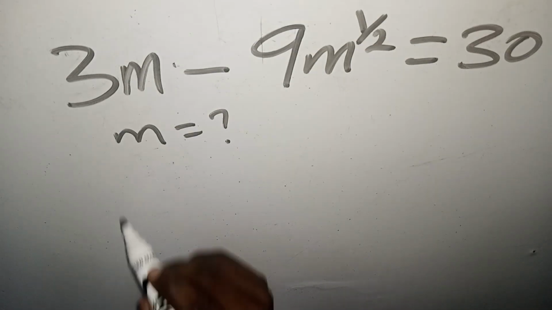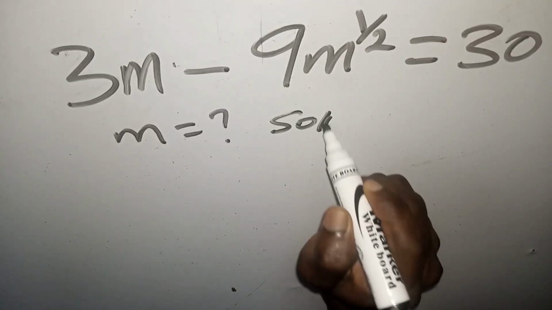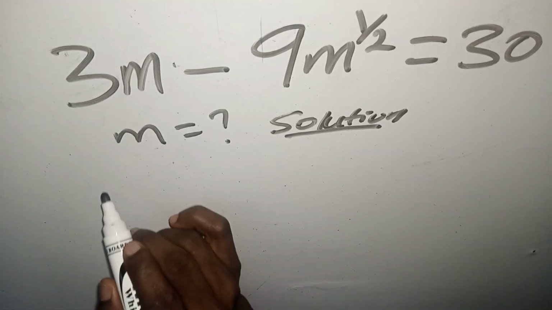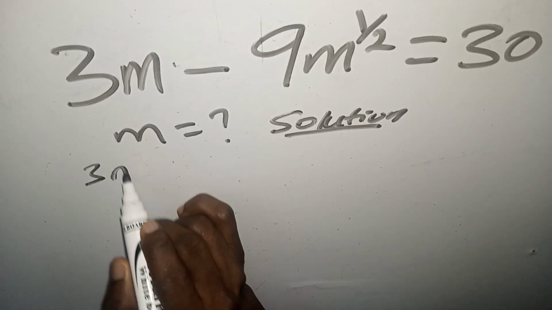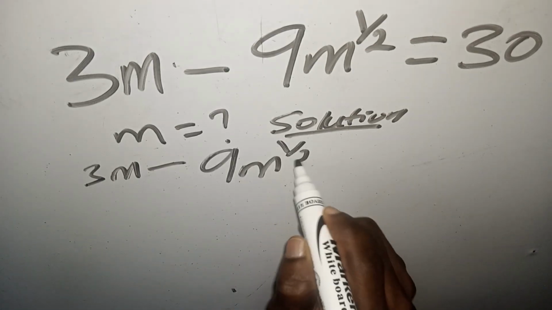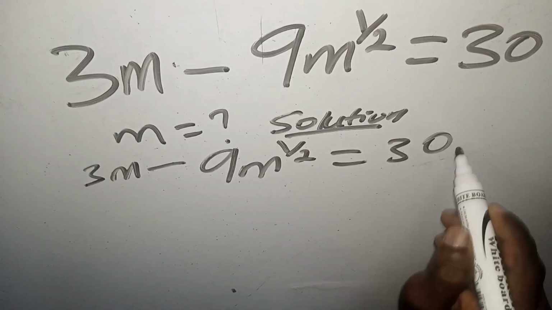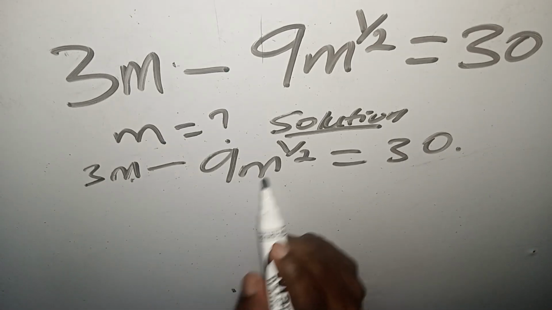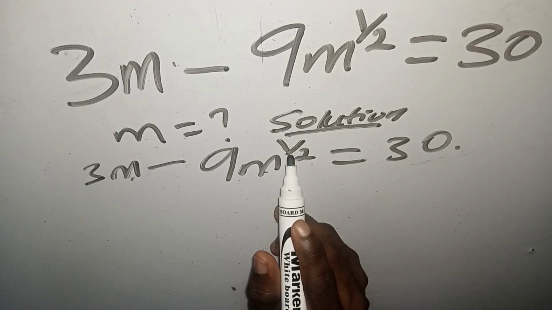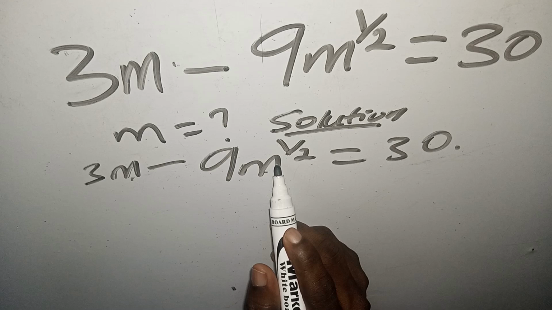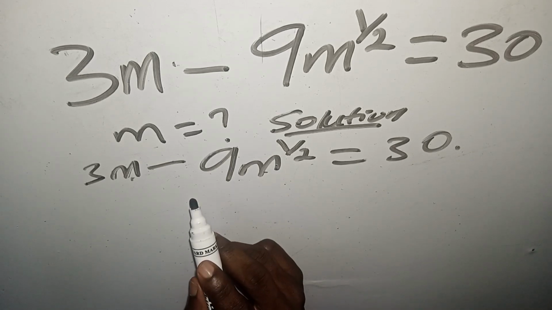So solving this, we can say solution. Then write down our question, which says 3m minus 9m to the power of 1 all over 2 is equal to 30. We are having m here and we are having m to the power of 1 all over 2 at this point. So what are we going to do?